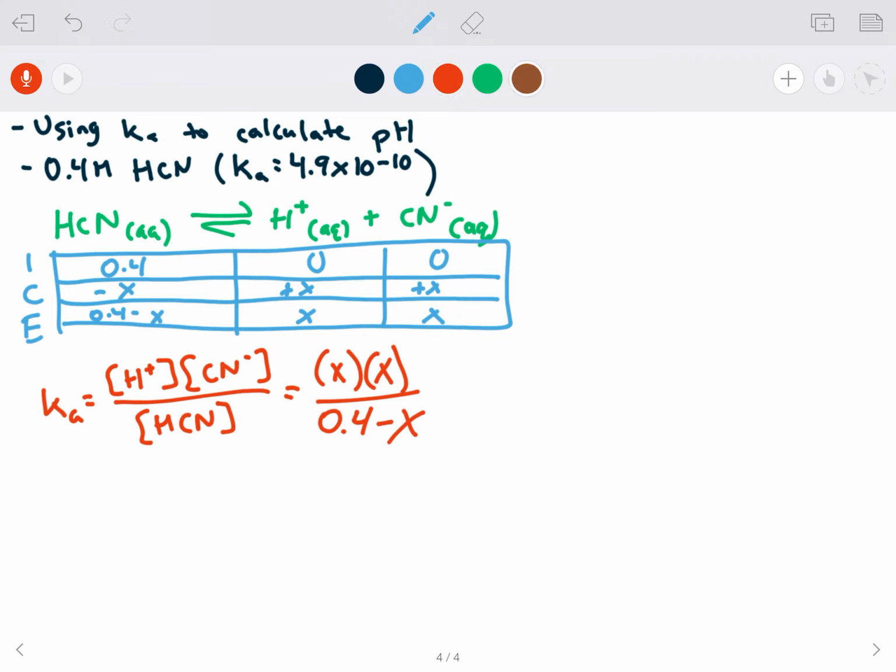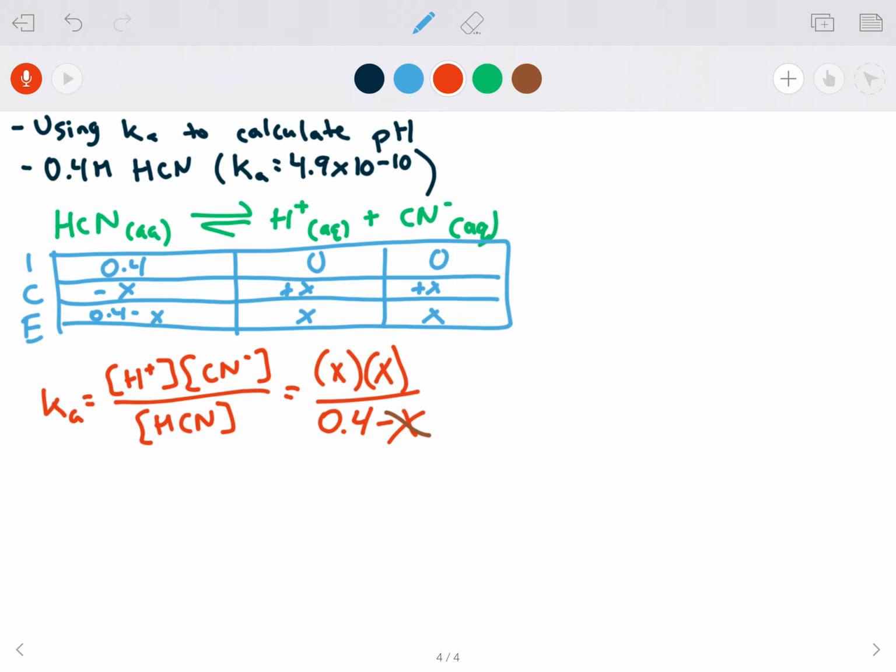Now, a shortcut we can do is I can cross out the X down there. Because if you remember, our Ka is 4.9 times 10 to the minus 10th. That's incredibly small. Meaning the X value is going to be super small because our denominator has to be much larger than our numerator to get a number that small. So the amount of X we're losing compared to 0.4 is so tiny that we can ignore it. And this makes it so we don't have to use the quadratic equation.